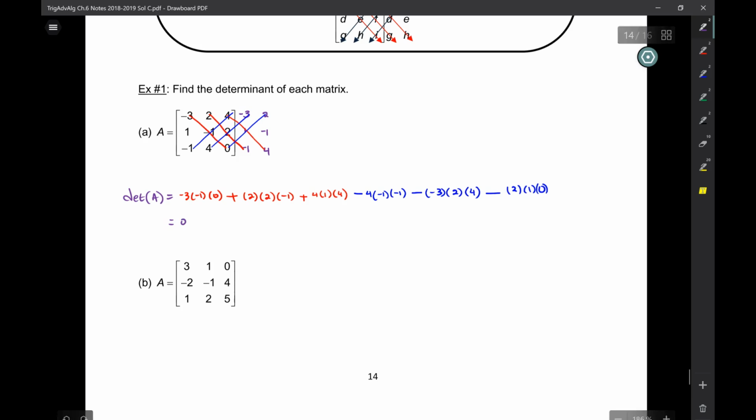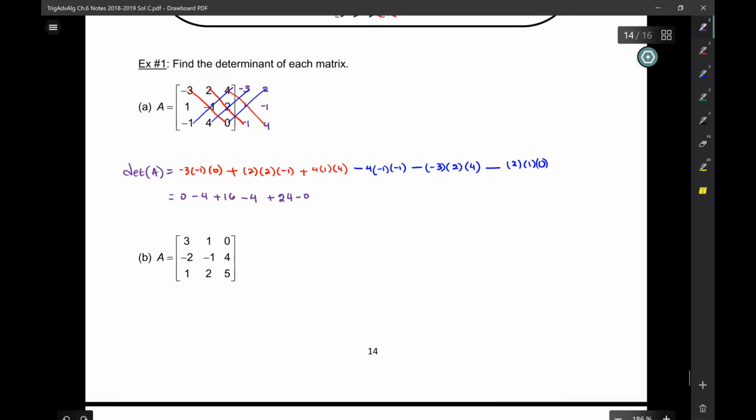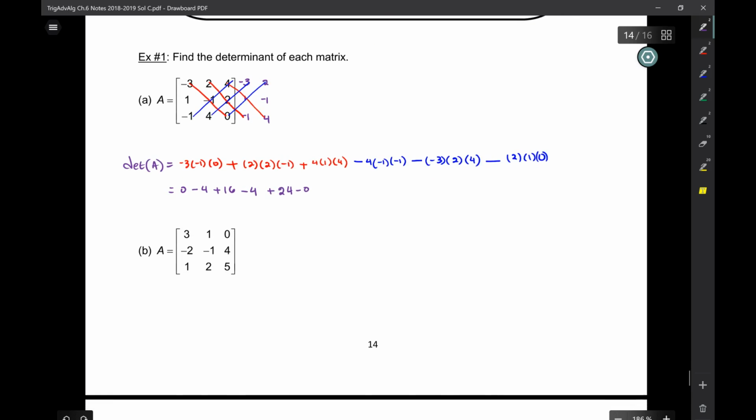Yes, I'll talk about calculators in a minute. So 0 minus 4 plus 16. Here, minus 4 plus 24 minus 0. So that's here -8 plus 16 is 8 plus 24. Determinant of A is 32.